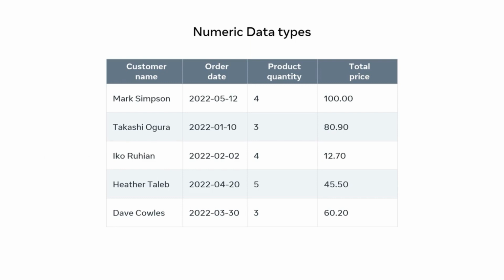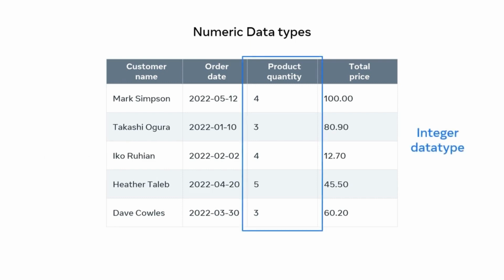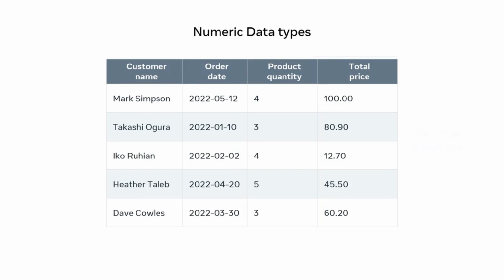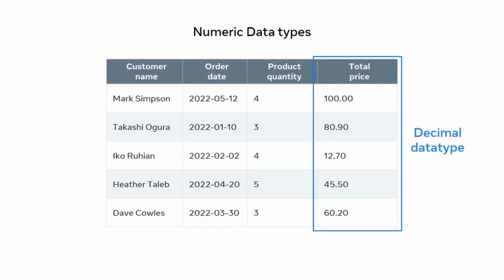To return to our earlier table example, the product quantity column is defined as an integer data type. This is because it holds whole numbers only. Fractional numbers can be inserted, but they'll always be automatically rounded up or down to the nearest whole number in the database. And the total price column is a decimal type. This is because it holds fractional numbers.